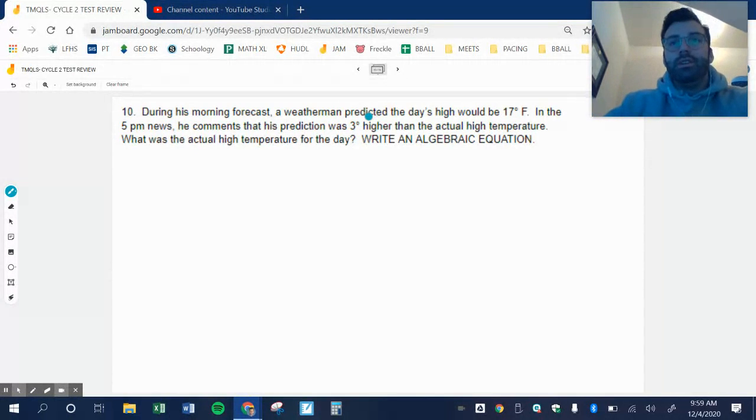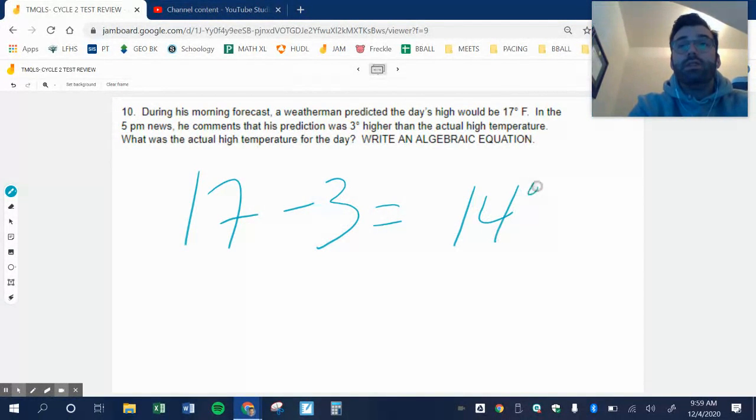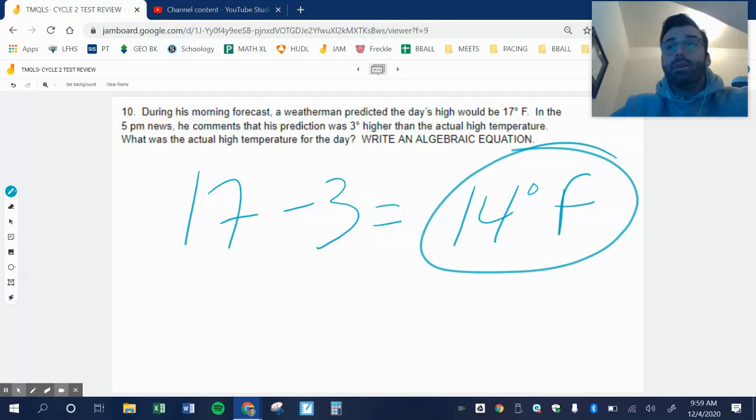During his morning forecast, the weatherman predicted it would be 17 degrees Fahrenheit. In the 5 p.m. news, he comments that his prediction was 3 degrees higher than the actual high temperature. What was the actual high temperature for the day? Well, if his prediction was 3 degrees higher than the actual temperature, then I'm just doing 17 minus 3, so it's 14 degrees Fahrenheit. There actually is no algebraic equation you could write for that. I tried to think of one, and it'd just be way too confusing, so just 14 degrees Fahrenheit.